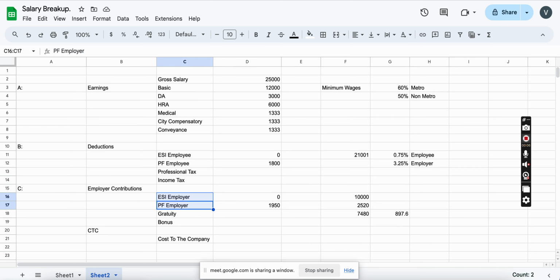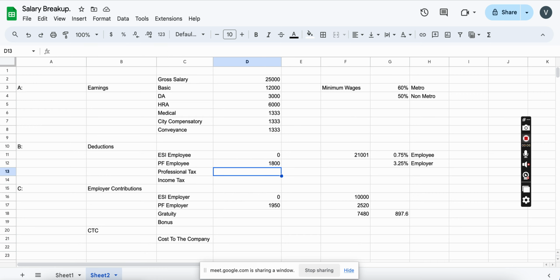Okay, because for ESI or any kind of calculation, which is for the deduction and which is for the employer contribution, sometimes the rules are a little different. For example, in ESI, the employee deduction is 0.75%, but what the employer is contributing is 3.25%. Okay, PF employee is 12%, but employer is 13%. This is how.